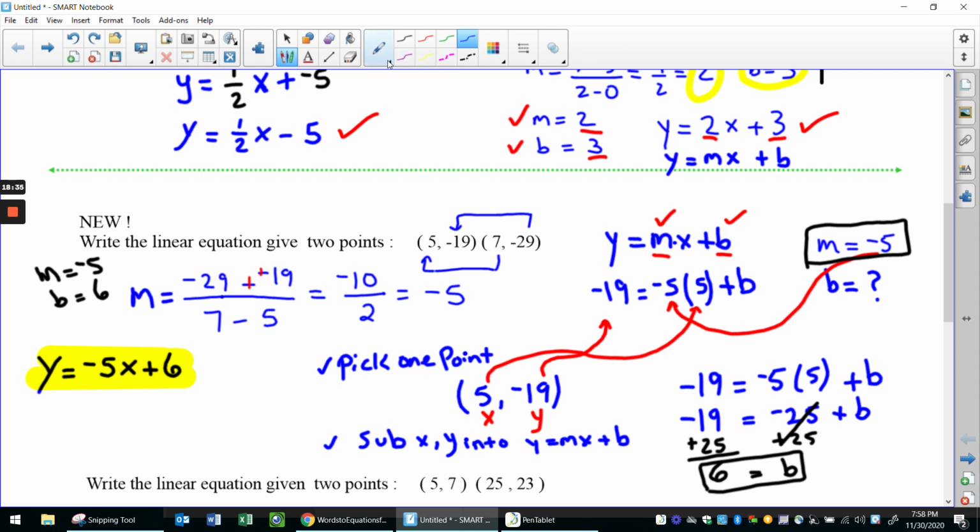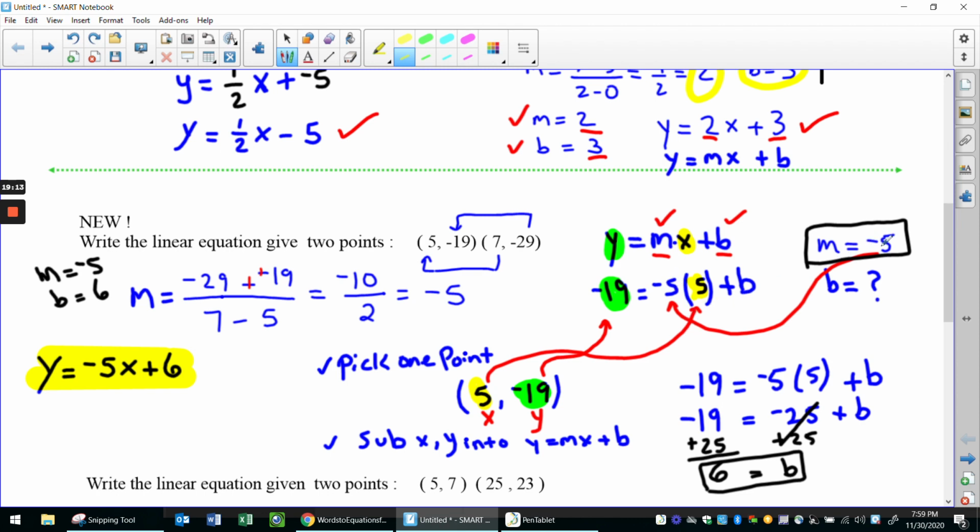If you want to highlight these for yourself, I have different color highlights that I can use. So I can highlight negative 19 in green here, because you're substituting it in for y, and the 5 in for x, and the slope is negative 5. We're just not going to put any highlights for that, to keep it simple. So be careful when you're substituting.